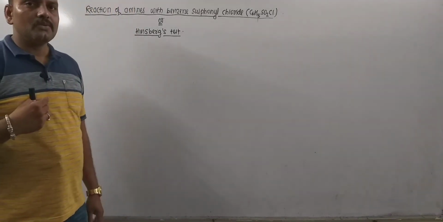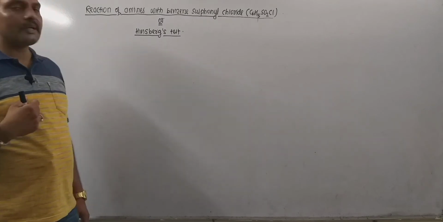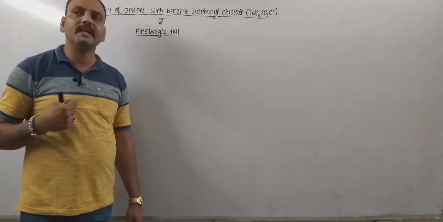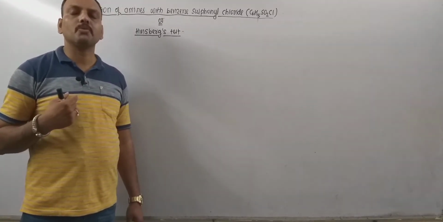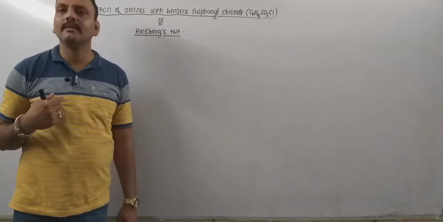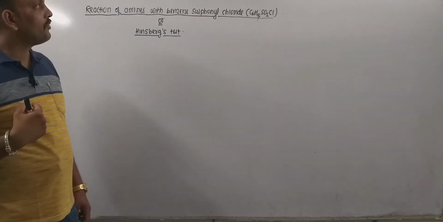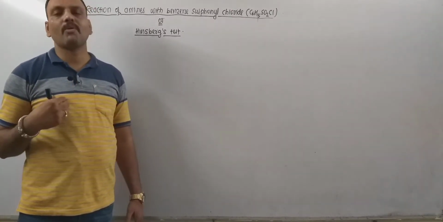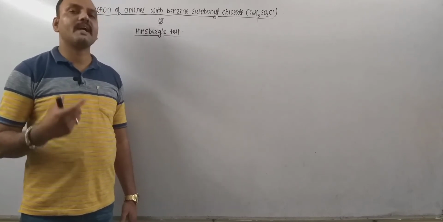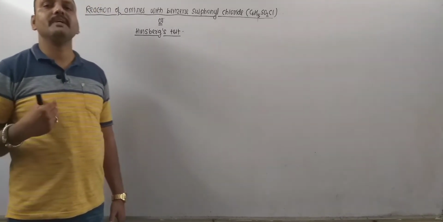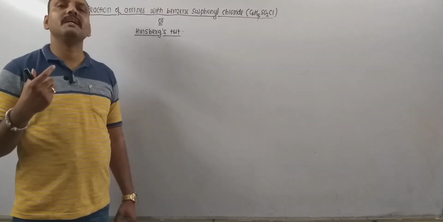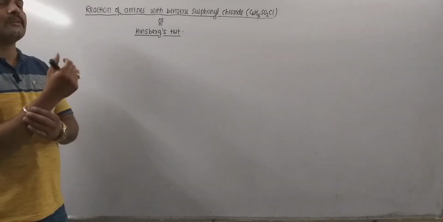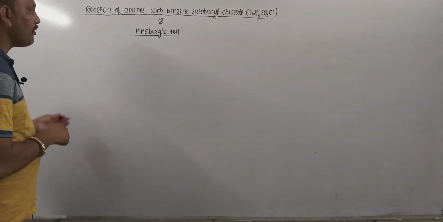Good morning to all. Today's point of discussion is reaction of amines with benzene sulfonyl chloride, that is C6H5SO2Cl. C6H5SO2Cl is nothing but Hinsberg's reagent, and the reaction of amines with benzene sulfonyl chloride gives different types of products, which in turn is used to distinguish primary, secondary and tertiary amines, and this is very popular under the name Hinsberg's test. Now let's see the response of various amines.